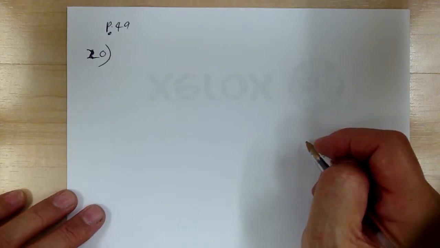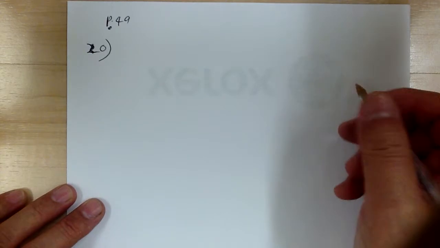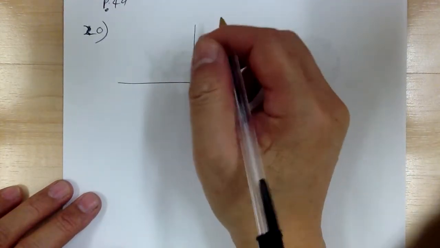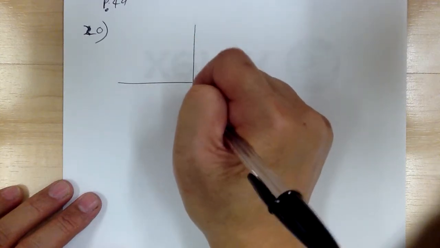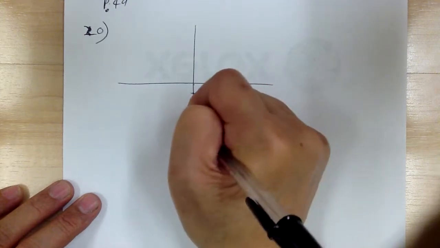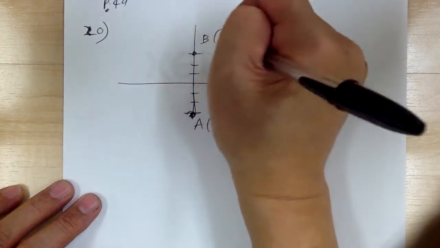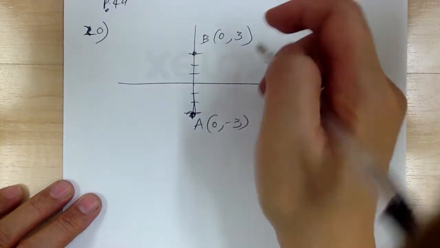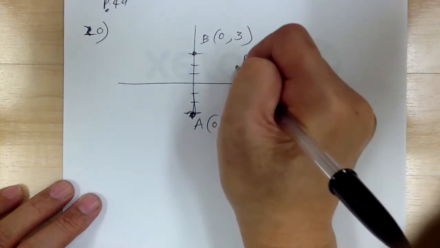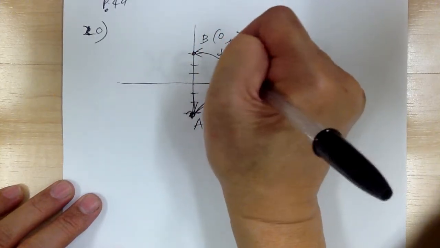Okay, number 20. So you can read through. It's the sum of the distance from those 2 points is equal to 10. So sketch it out. Point A is 0, -3. Point B is 0, 3. And you have a random point out here called P. And that's your D1, and that's your D2.